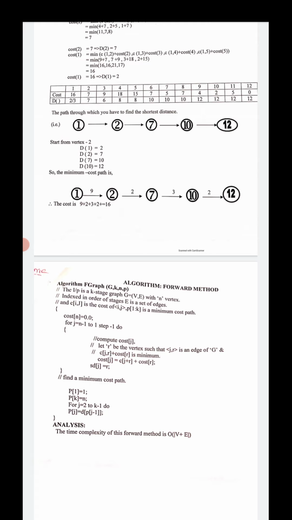Here the time complexity of this forward method is order of mod V plus E. This is nothing but the forward approach method. Okay, we need to check the conditions based upon the given graph. Here they are given 5 stages, V1 up to V5. This is the forward method approach.